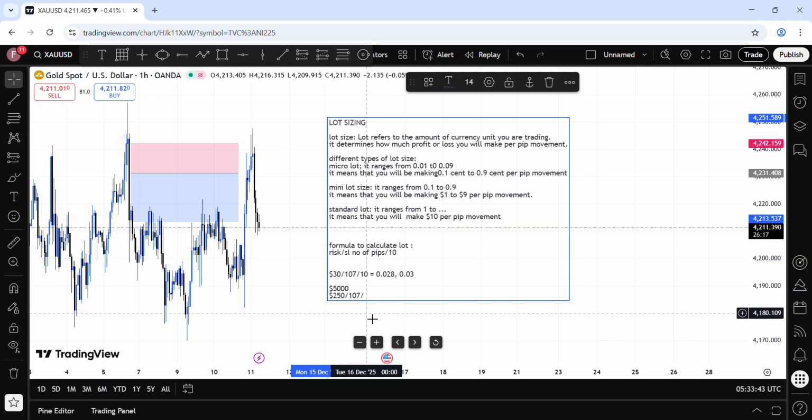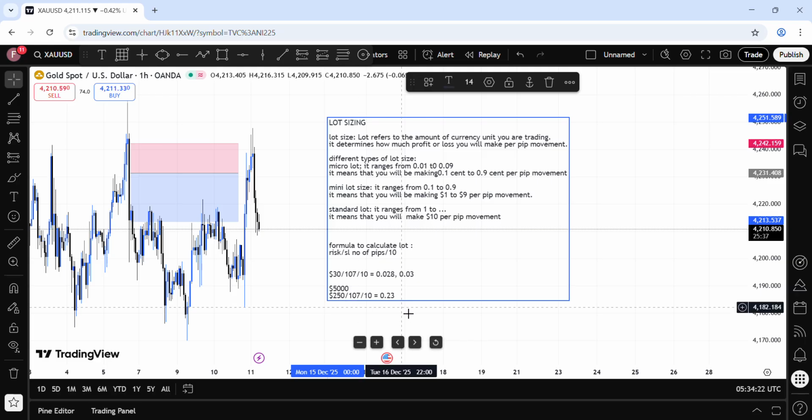Then I'll further divide it by 10 to know the lot size that I'm going to use. So calculating it with my calculator is 250 divided by 107 divided by 10. For this trade, we are going to use a micro lot, which is 0.23. That's the lot size we're going to use, so that in case the trade does not go our way, we'll not lose more than $250.